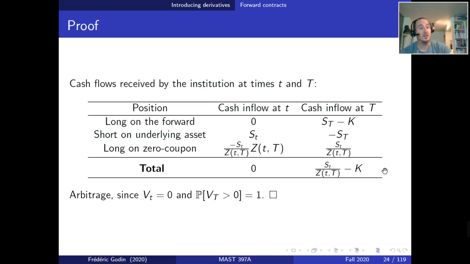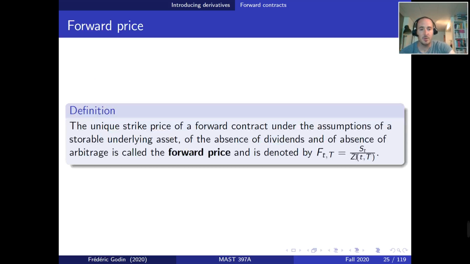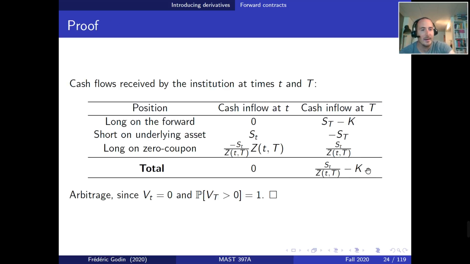So in a nutshell, we just proved that S small t divided by Z first cannot be smaller than K, and now we proved it cannot be greater than K. If it cannot be smaller nor greater, it must be exactly equal to K. So the consequence is that K must be equal to S small t divided by Z small t capital T. Otherwise, this leads to an arbitrage opportunity, which is precluded by our assumptions.